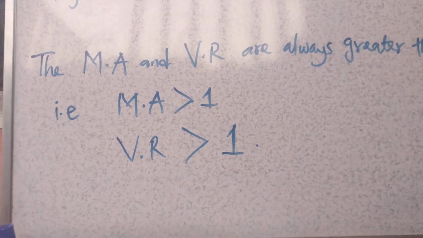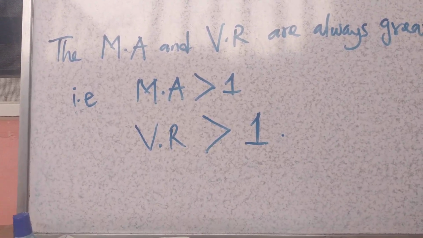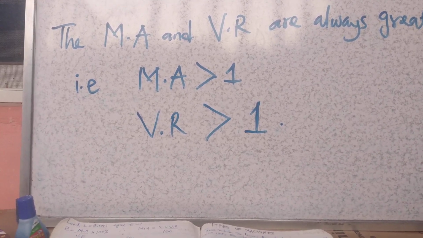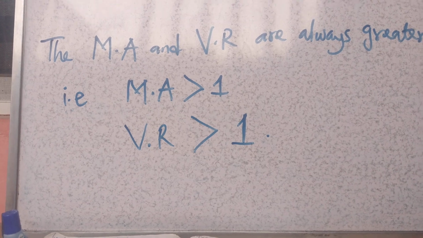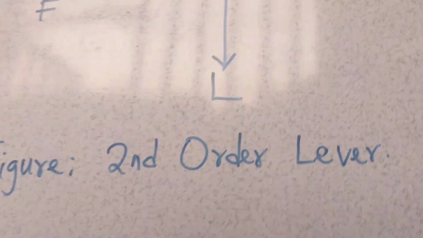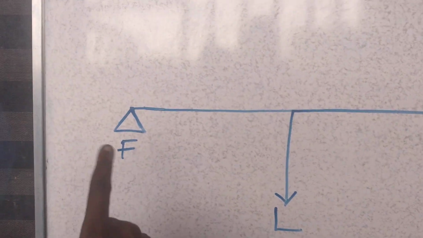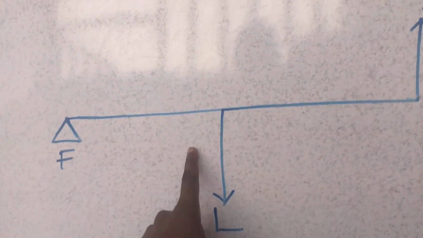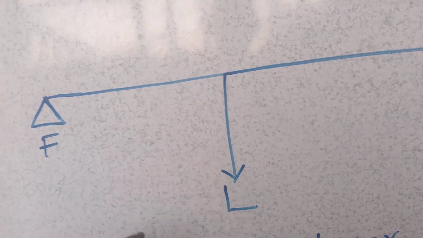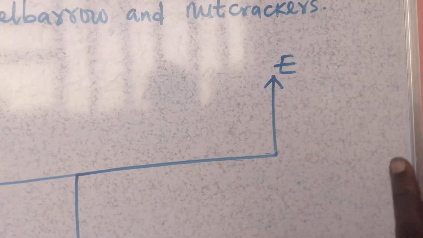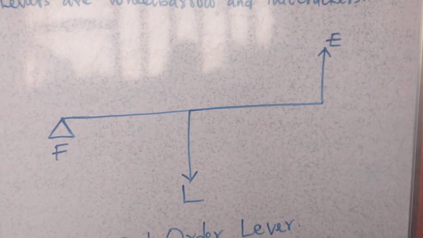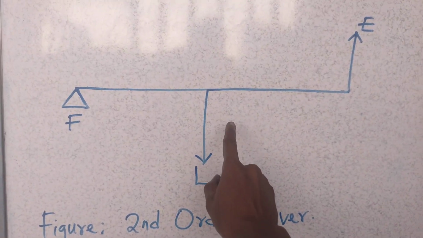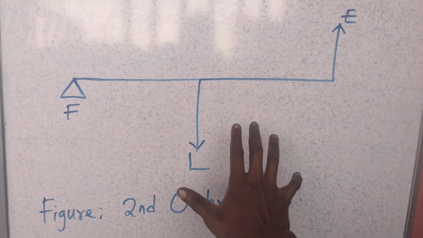Now remember I told you that in the first order lever, the fulcrum is between the load and the effort. But in a second order lever, the load is between the fulcrum and the effort. That's for second order lever. Load is always in the middle. It's between the fulcrum and the effort. But for a first order lever, the fulcrum is in the middle. So take note, the load is always in the middle in the second order lever.